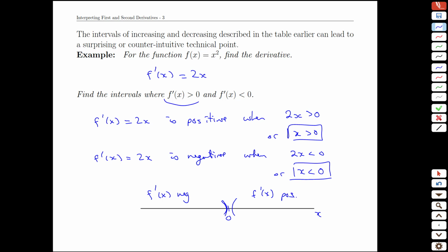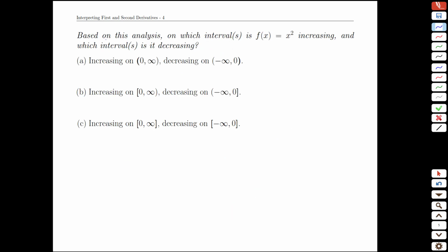So where's the confusion coming in? Let's see. Based on this analysis, on what intervals would you say that the function is increasing? Which is close to the first derivative, but not quite. Take a look at those 3 options and select the one you like best. We'll pause the video for a moment.